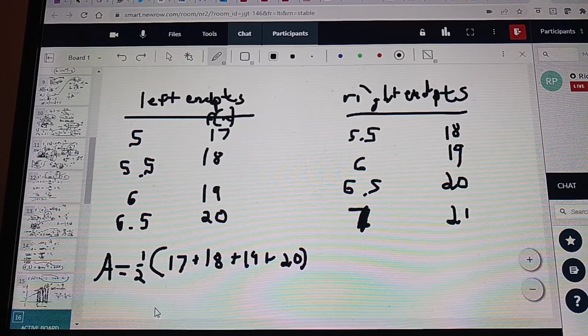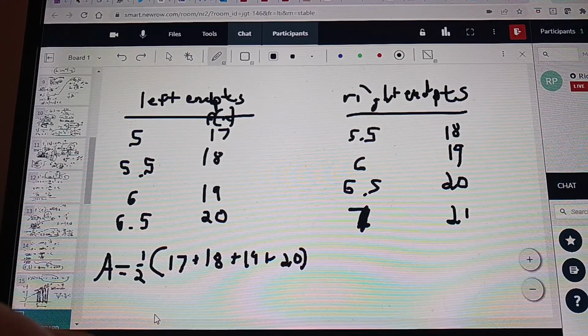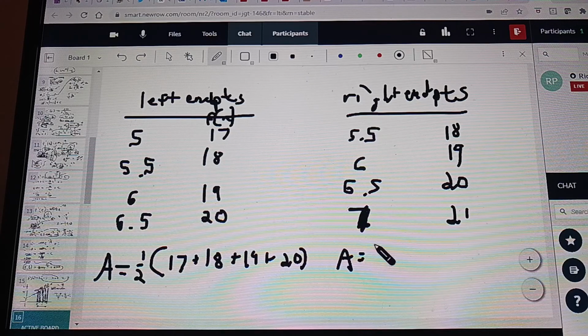And because they all have the same width automatically by rule here, since we're going to make the width the same every time, then you can just factor out the width every time. So same thing with this one. This one's going to be 1/2. That's the width of all of them. And then all these added together.